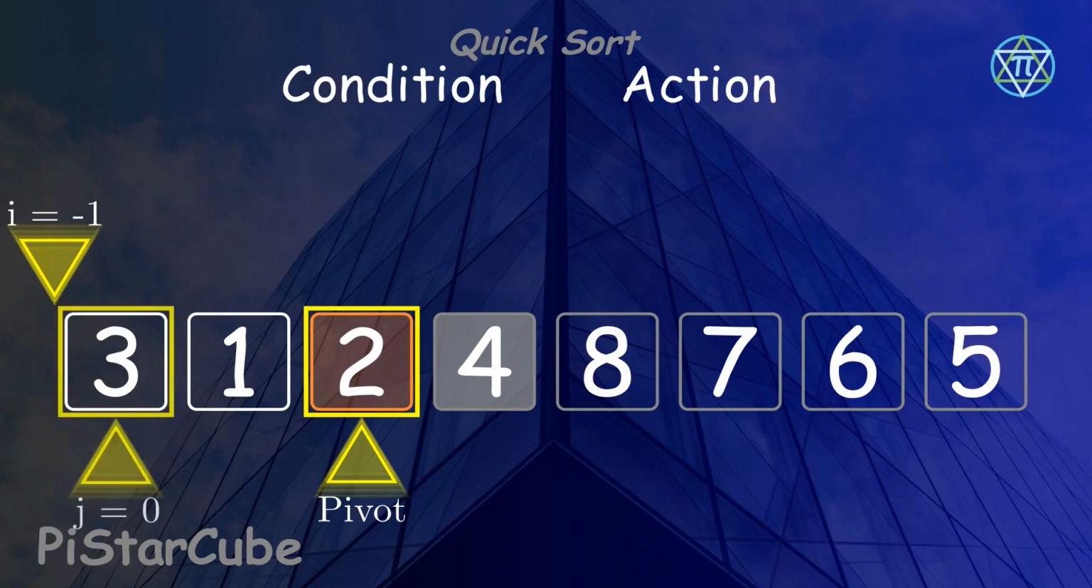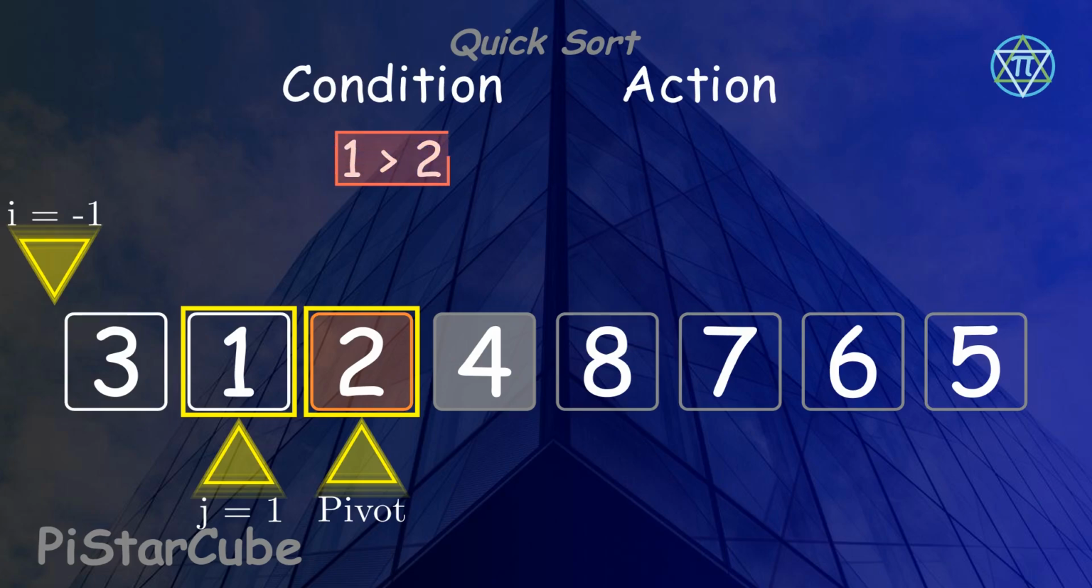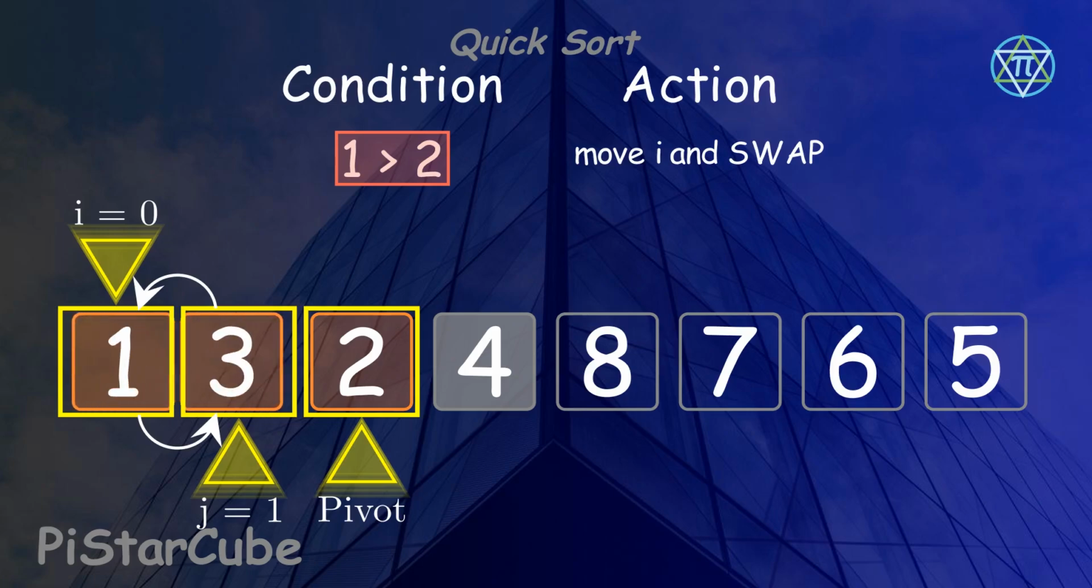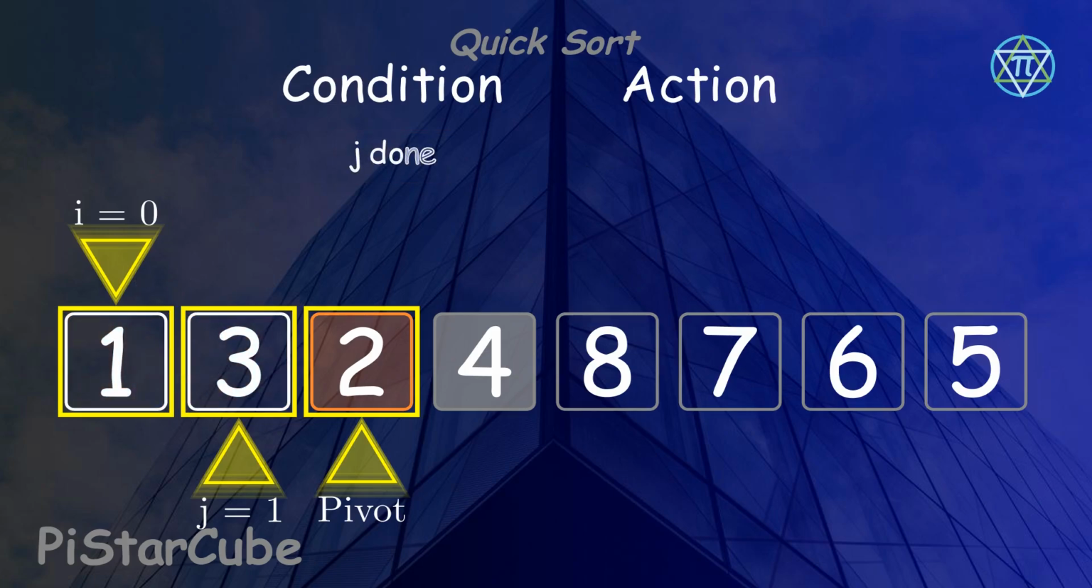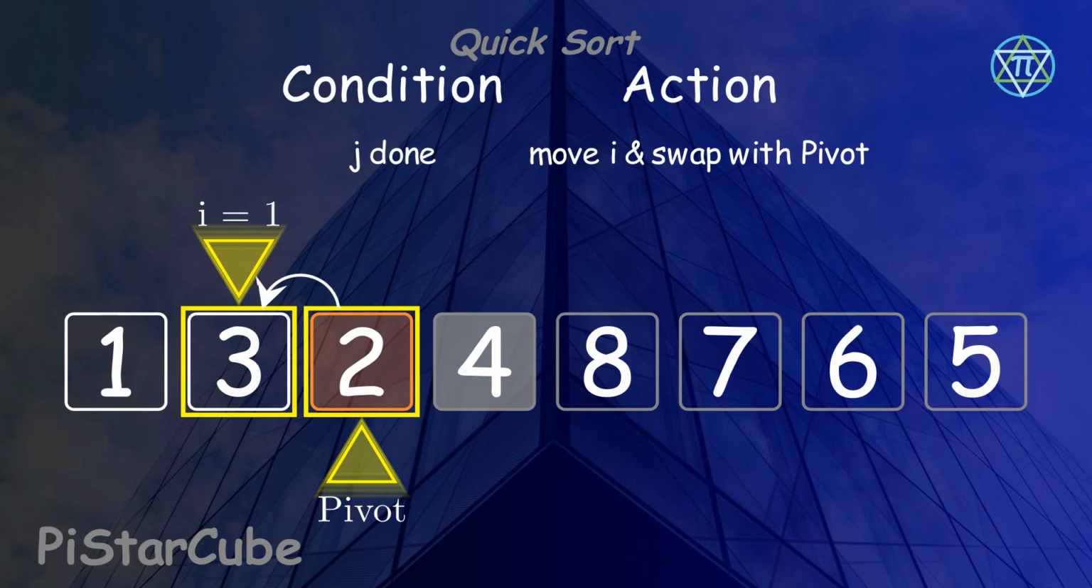Let's dive into how partitioning works. The main idea behind quicksort is to divide the list into smaller chunks so we can sort them independently. And that's where partitioning steps in. At each step, we pick a pivot. Here it's the last element, and our goal is to move all the smaller elements to the left of the pivot and the larger elements to the right.